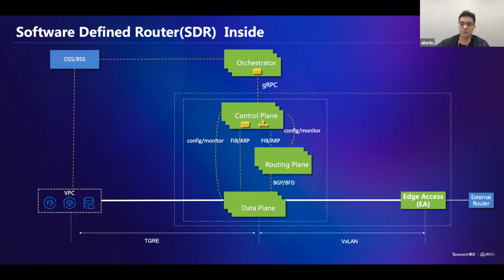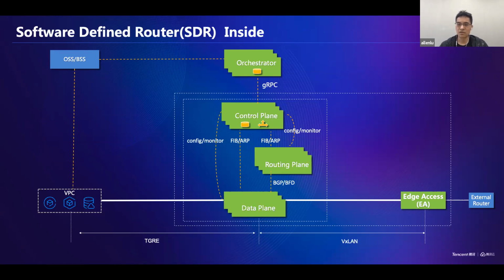Data plane is responsible for high performance packet processing with large forwarding tables. It communicates with EA via layer 2 VXLAN tunnel and communicates with the VPC via TGRE tunnel. TGRE means Tencent GRE. We have just customized the standard GRE for some special purpose.